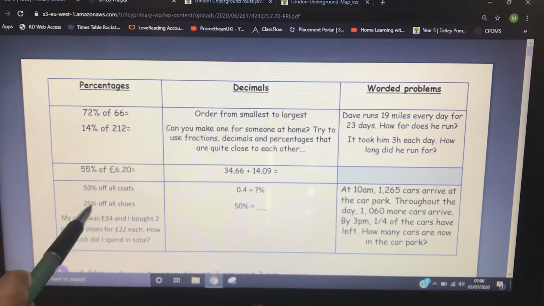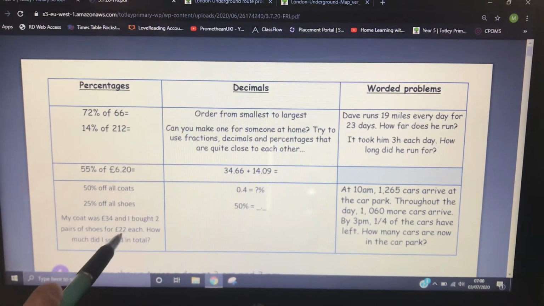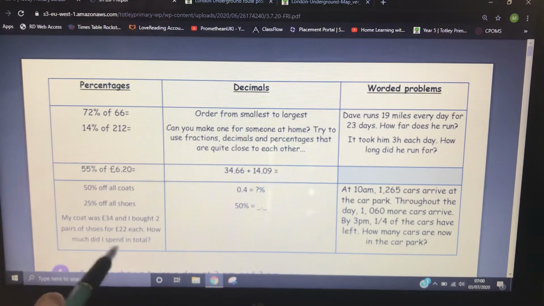25% is half of half, isn't it? So that's £44 because you've got 2 pairs of shoes. Half of 44 is 22. Half of 22 is 11. So if you take 11 off, you've got your answer. Okay? And then add them up. So it's probably one of the simpler ones with this.